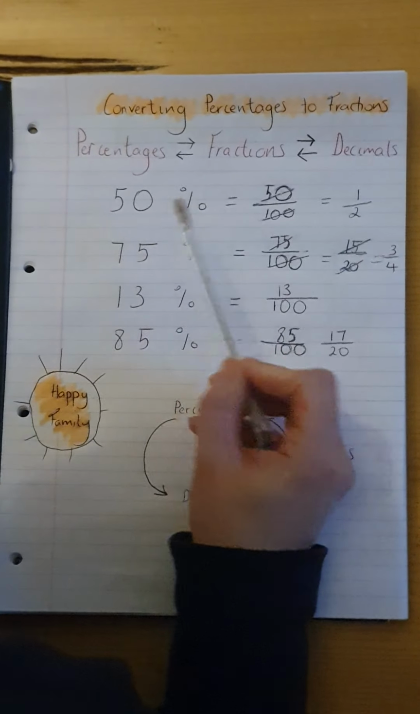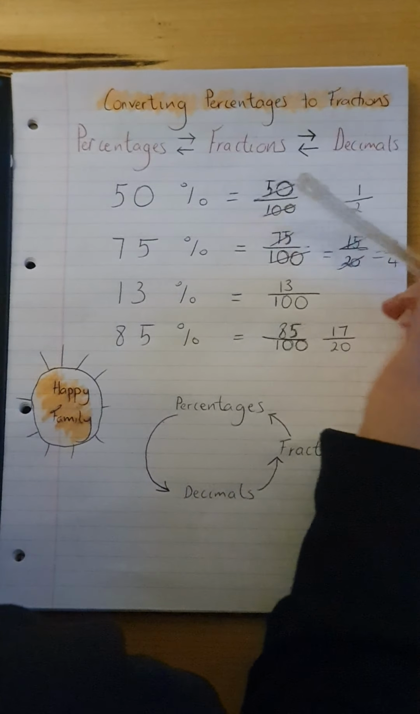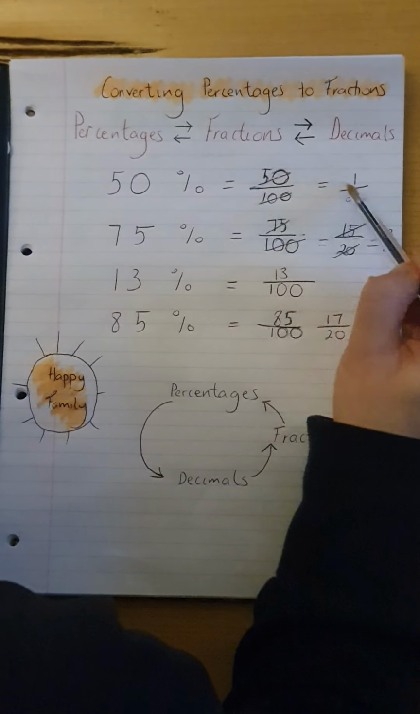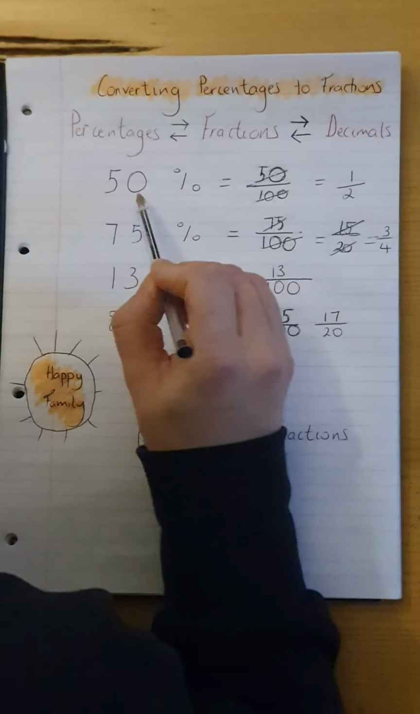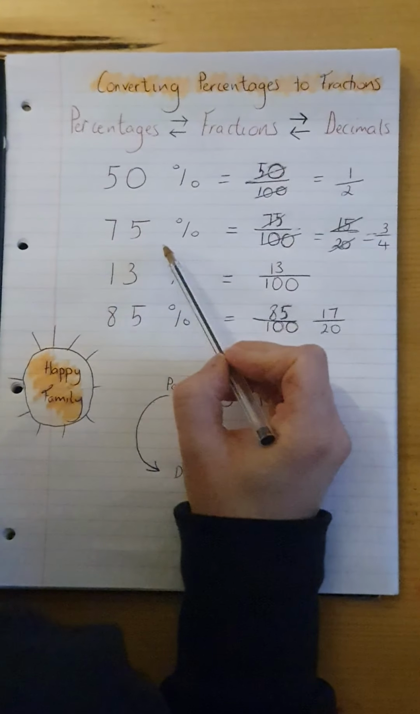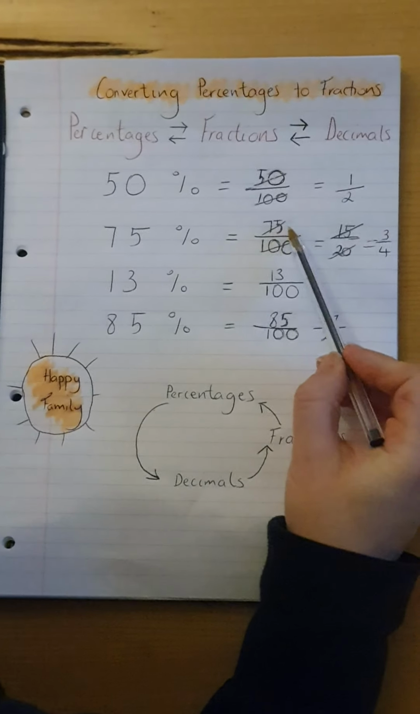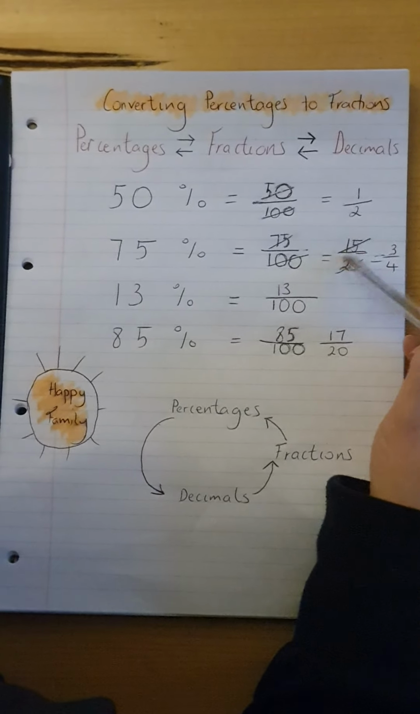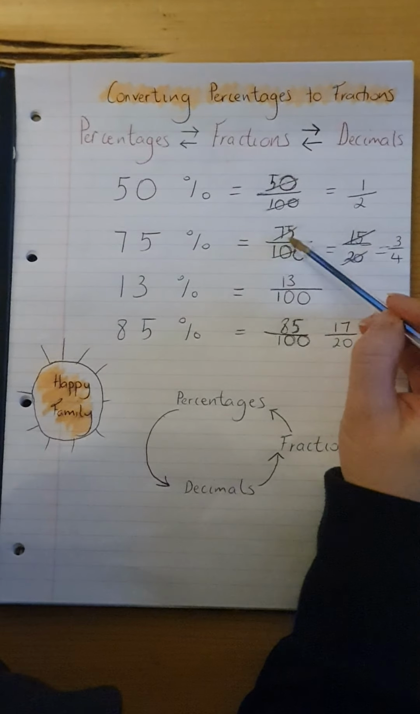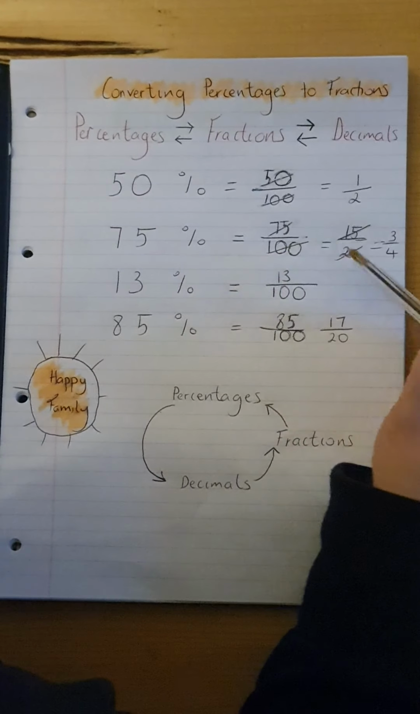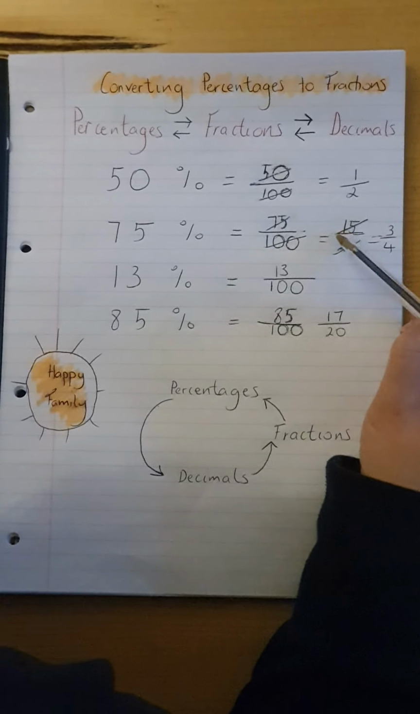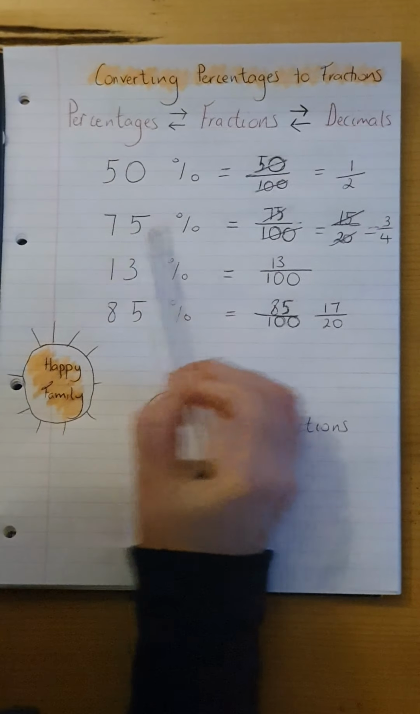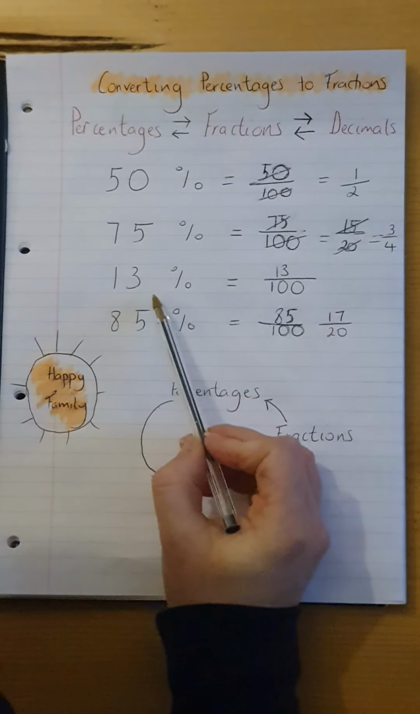So 50% is like 50 over 100. Reduce that down to its lowest terms. 50 into 50 goes once, 50 into 100 goes twice. So 50% is equal to a half. 75% is equal to 75 over 100. Reduce that down to its lowest terms. So 5 into 75 goes 15, 5 into 100 goes 20. Reduce it again. 5 into 15 goes 3 times, 5 into 20 goes 4 times. So 75% is equal to 3 quarters.